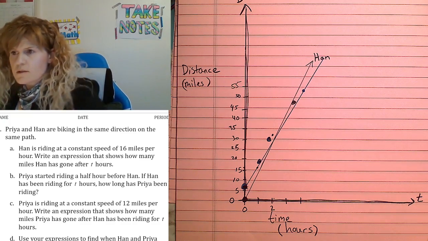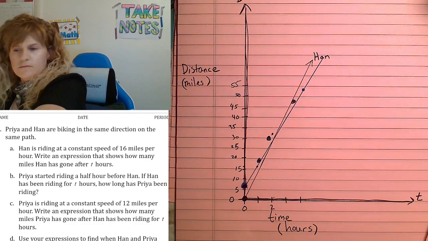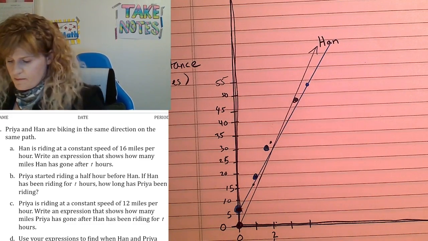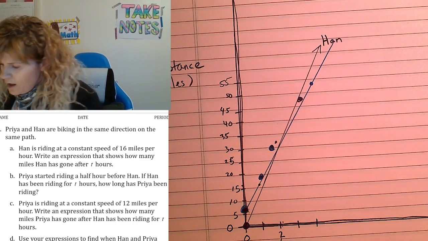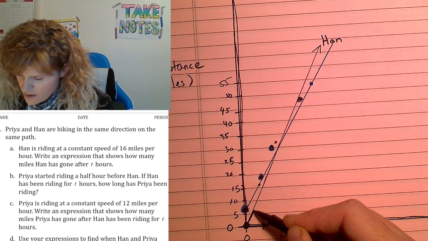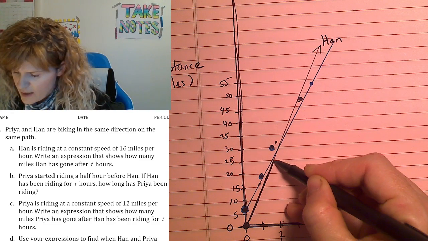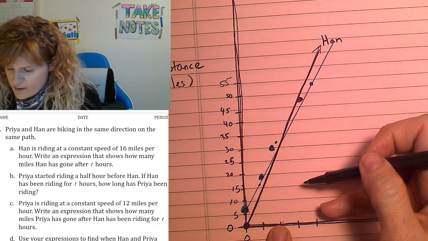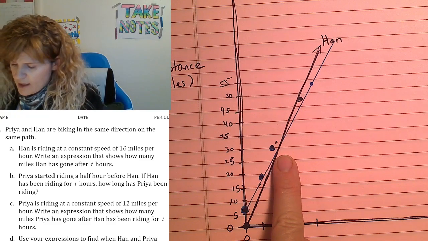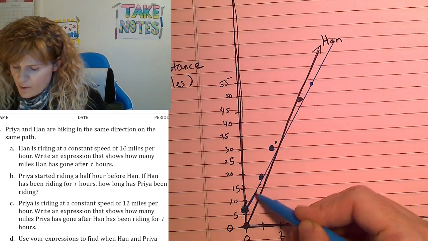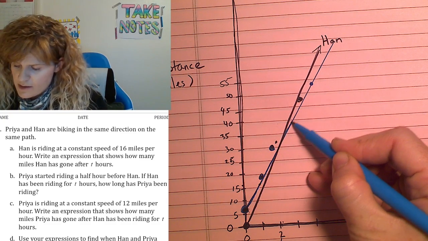Okay, let me zoom in a little because this part's pretty important. Take a look closely. You see that Han, who started 30 minutes later but is biking faster, is behind Priya until about 2 hours. And then after about 2 hours of biking, he catches up to her. She had already gone 6 miles when he started, but he passes her.